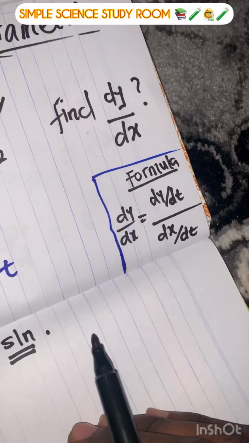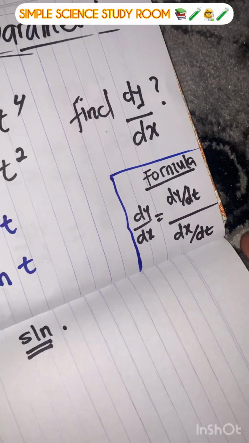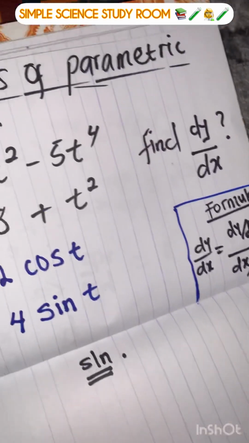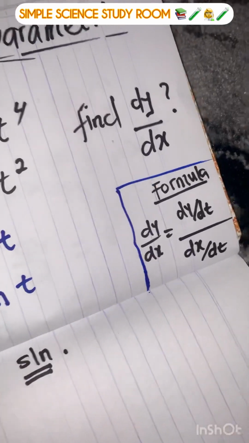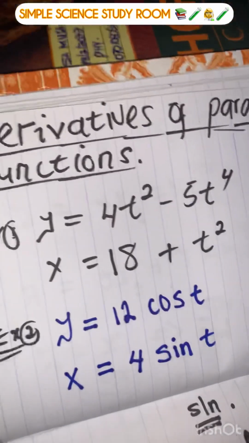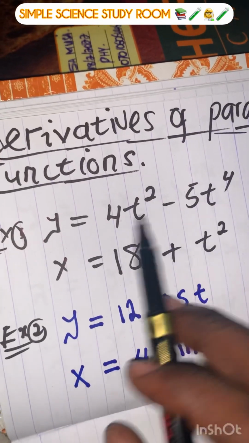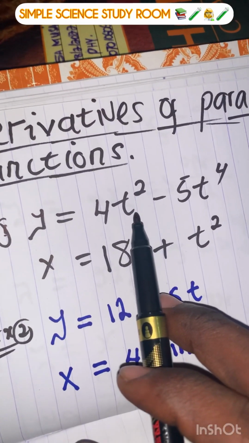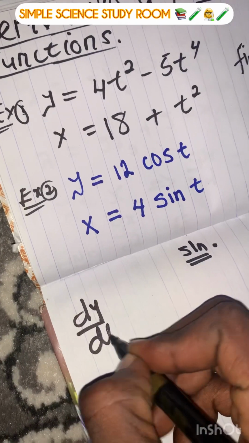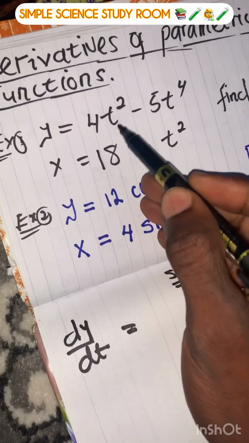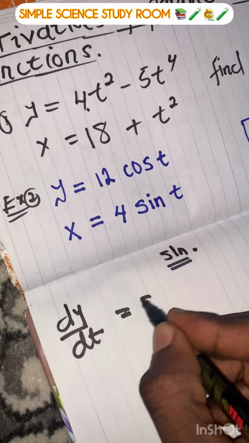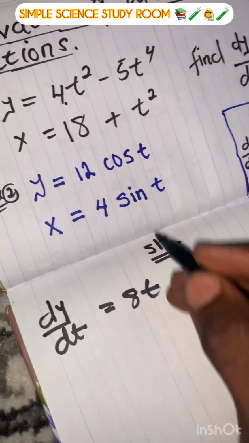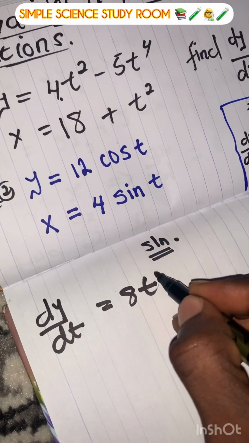Always remember your formula. It says dy by dx equals dy by dt divided by dx by dt. So in order to obtain the value of dy by dx, we always use this formula. Now, from this function, as y is a function of t, we find dy by dt. dy by dt would be 2 times 4, that is 8t. Then we subtract 1 from the power. Therefore, we remain with power 1.